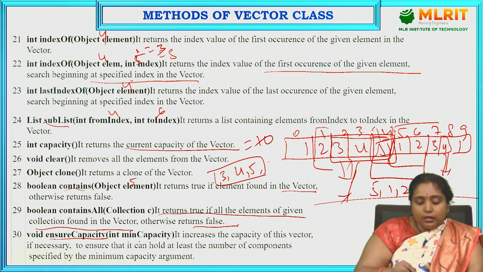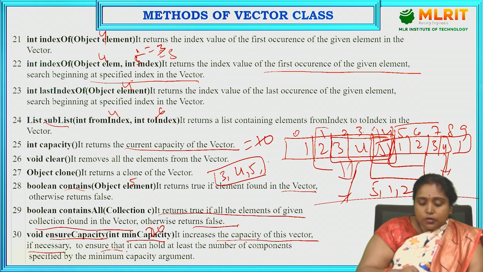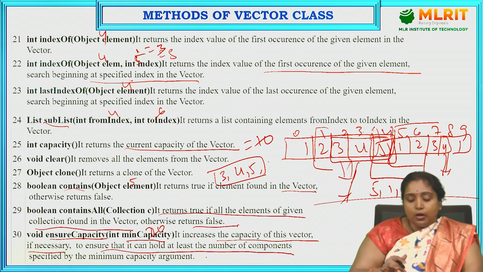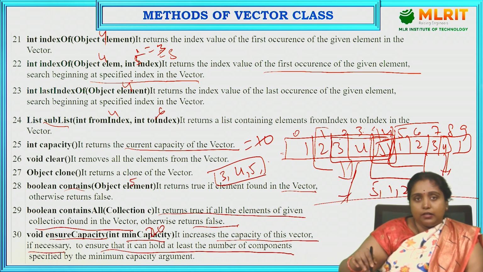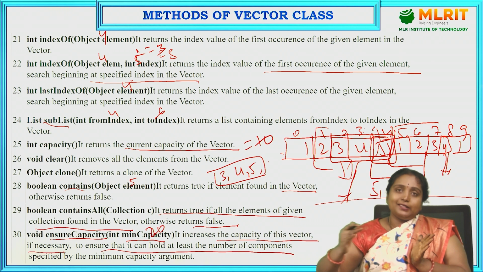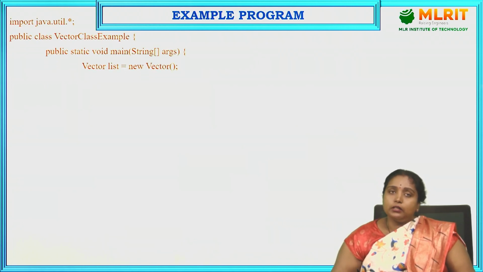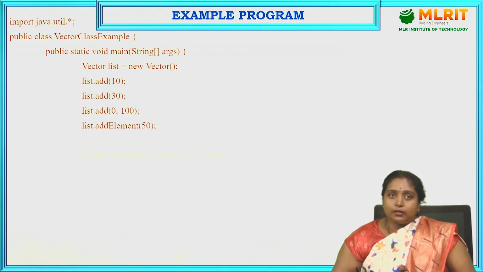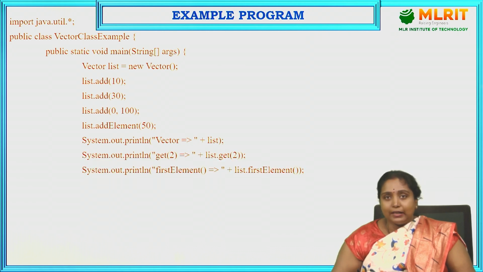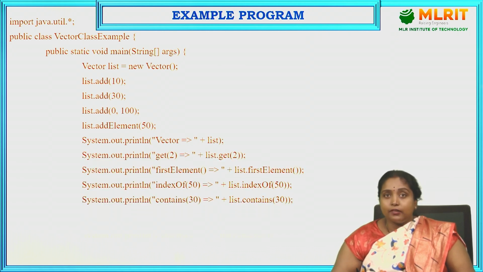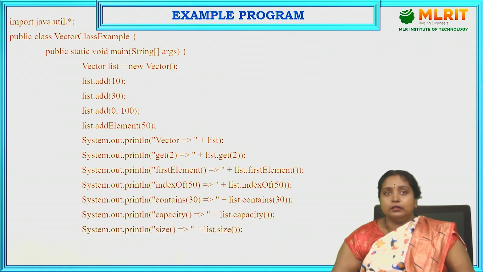ensureCapacity with int minCapacity. I am giving minimum capacity as 20. So it increases the capacity of the vector if necessary to ensure it can hold at least the number of components specified by the minimum capacity argument. So if I am using only 10 capacity, I am extending my vector capacity to 20. So these all are the methods which you can have in a vector, and you can use them ready-made. Like directly you can use list.add. These are the methods: list.elementAt, list.get, firstElement, lastElement, indexOf, contains, capacity, size, isEmpty.